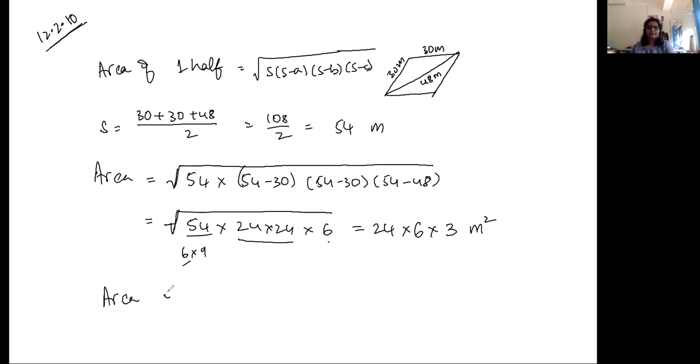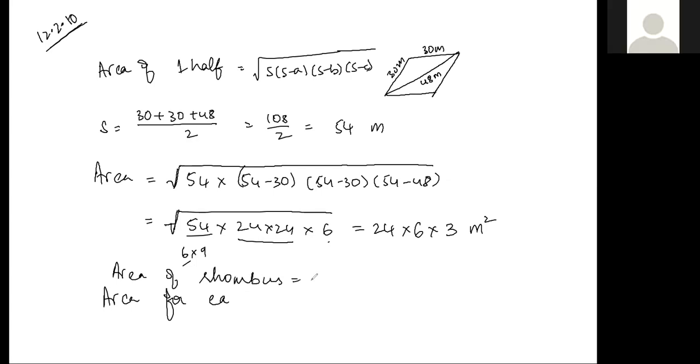This is not the total area, it is for half, right? So the total area of the rhombus will be into 2. Yes, into 2. 24 into 6 into 3 into 2 meter square. 432 into 2.